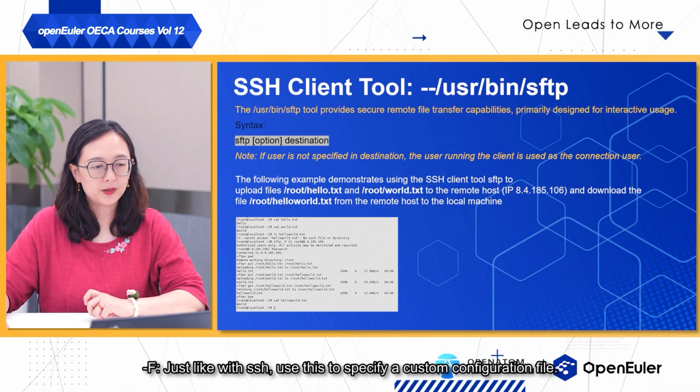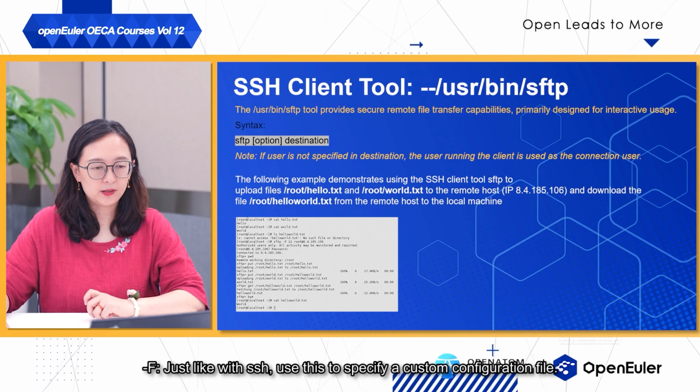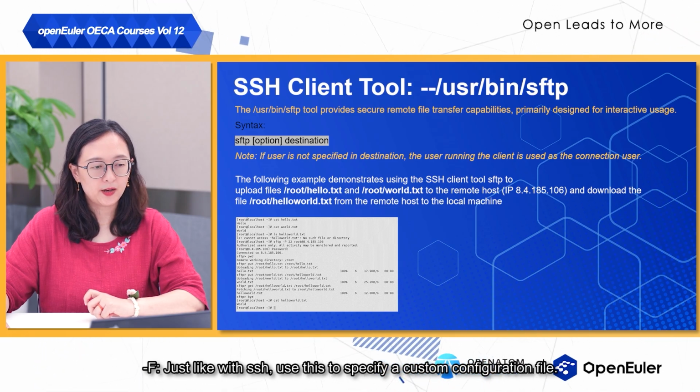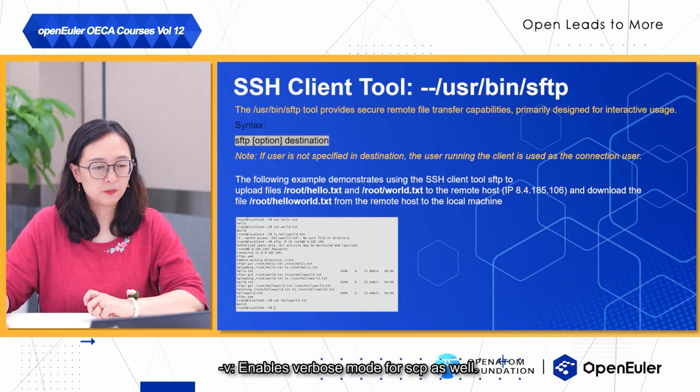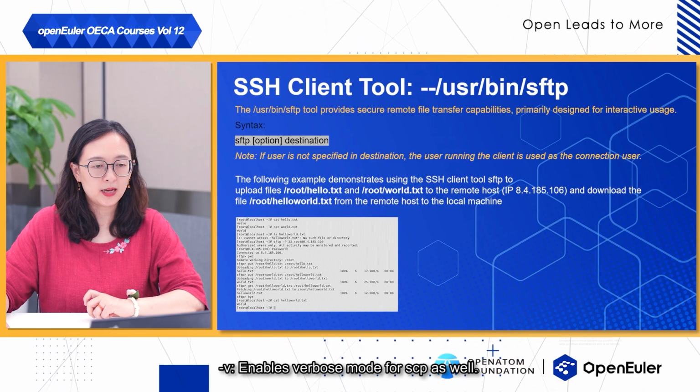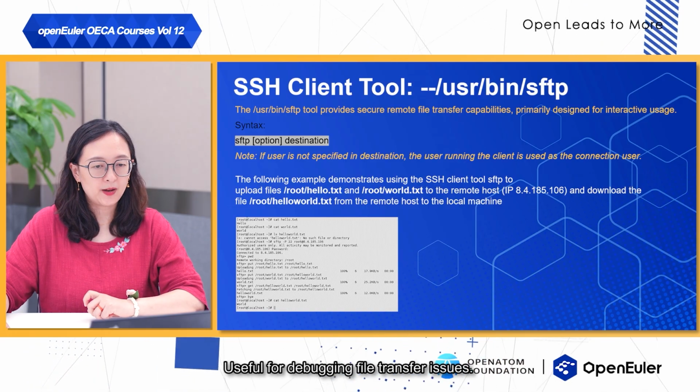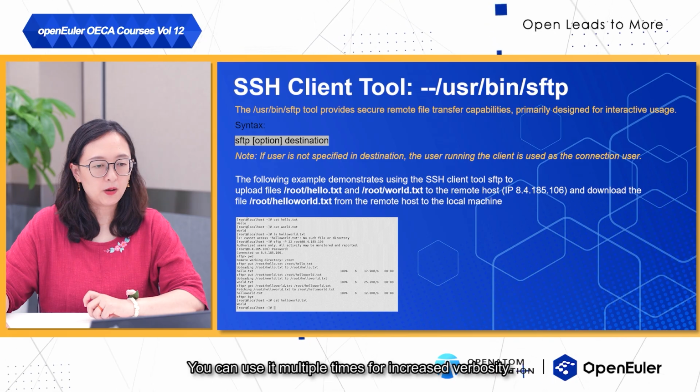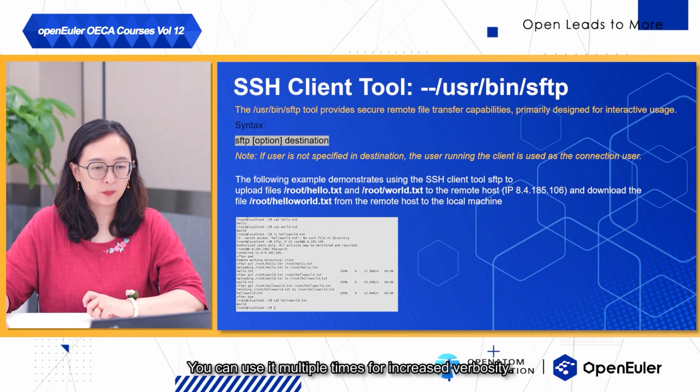-F, just like with SSH, use this to specify a custom configuration file. -v enables verbose mode for SCP as well, useful for debugging file transfer issues. You can use it multiple times for increased verbosity.